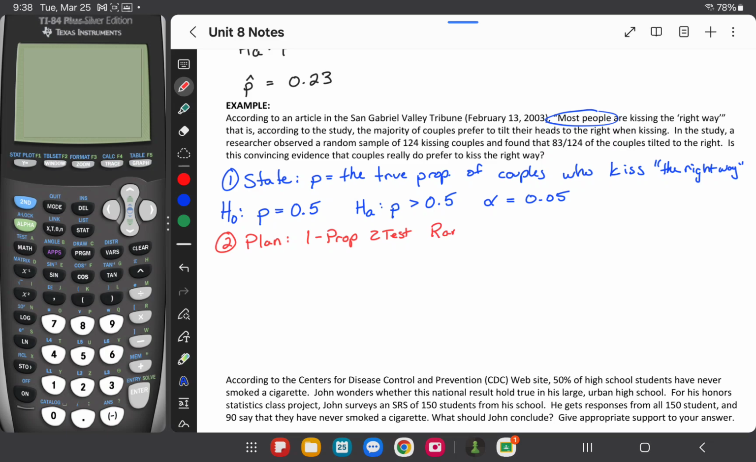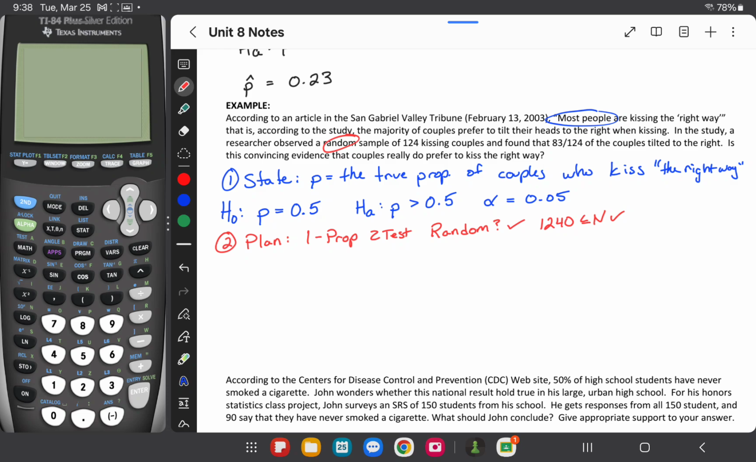First of all, is this coming from a random sample or random experiment? And it does say right here that it is a random sample. So yes, we can go ahead and say it satisfies that. Next, let's check our 10% condition. If we take 10 multiplied by 124, we get 1,240. Is it reasonable to assume that there were more than 1,240 couples that we could have sampled from? I would say also yes.